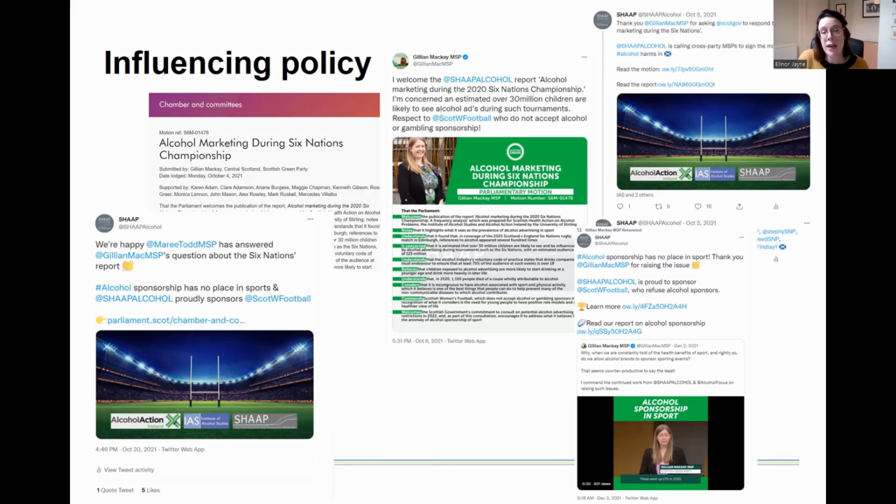So we had a relationship in advance with this MSP, who then did quite a lot of work around it in terms of tabling parliamentary questions and tabling a motion in the Scottish Parliament, which is a really good way of gauging how much support we'd have from other parties on this issue, keeping the issue live in the Parliament, and building up that coalition of support. So that has been really useful. And those are just a few bits and pieces from that work.